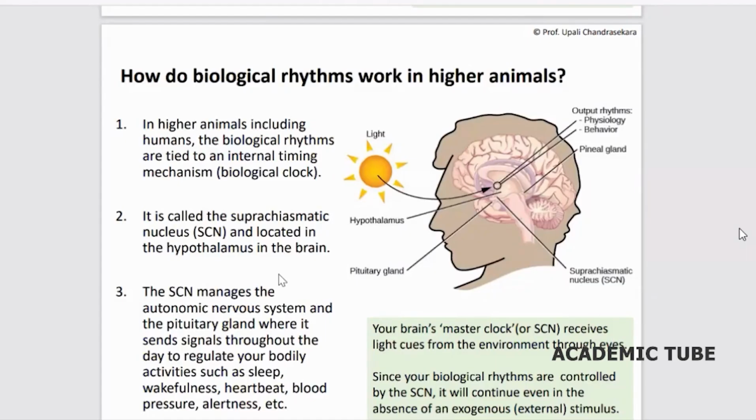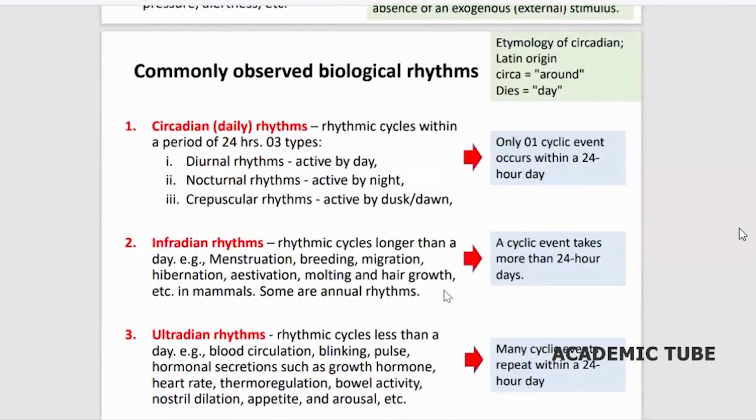Then I'll tell you the commonly observed biological timing mechanisms, right? There are three biological rhythms. They are known as the circadian or daily rhythms, circadian rhythms. Now I have given you the etymology of circadian rhythm.